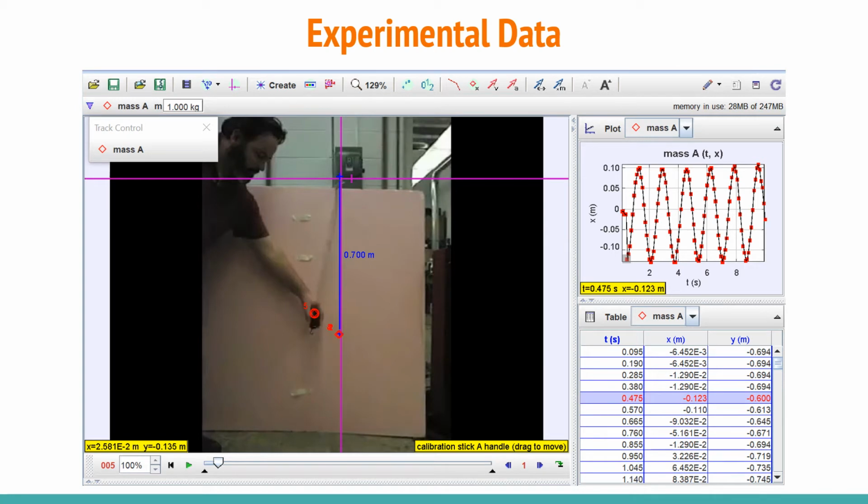First, I began analyzing the video of the motion using Tracker. I placed the origin at the top of the spring. I then inserted a calibration stick for the length of the spring, which was given to be 0.7 meters. Next, I created a mass point for each of the frames of the motion. I was left with a table of the data as well as a graph of the motion. I saved the X and Y components of the data as a CSV file to be used later in our model.